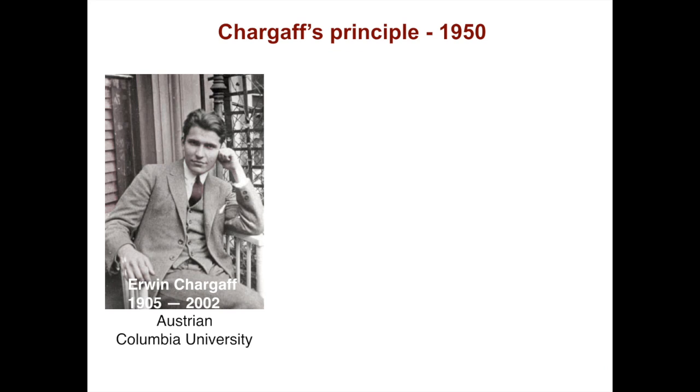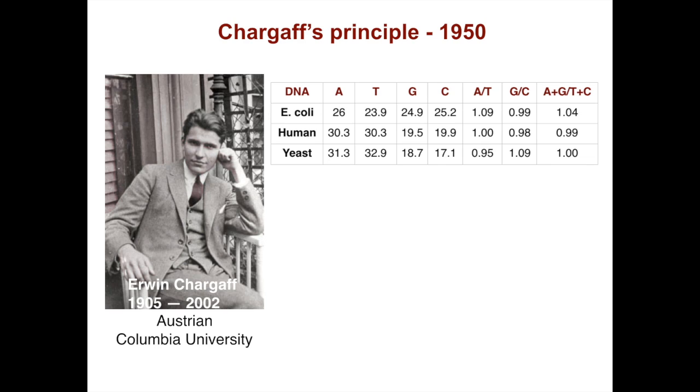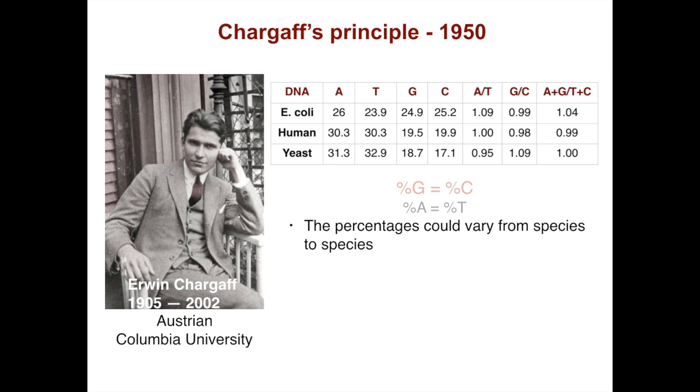Erwin Chargaff was an Austrian who worked at Columbia University. In 1950, he discovered that no matter what tissue from an animal he looked at, the percentage content of each of the 4 nucleotides was the same. So if you look at this table, the percentage G guanine equals the percentage C cytosine, and the percentage adenosine equals the same percentage of thymine. So the ratio of the two are the same.